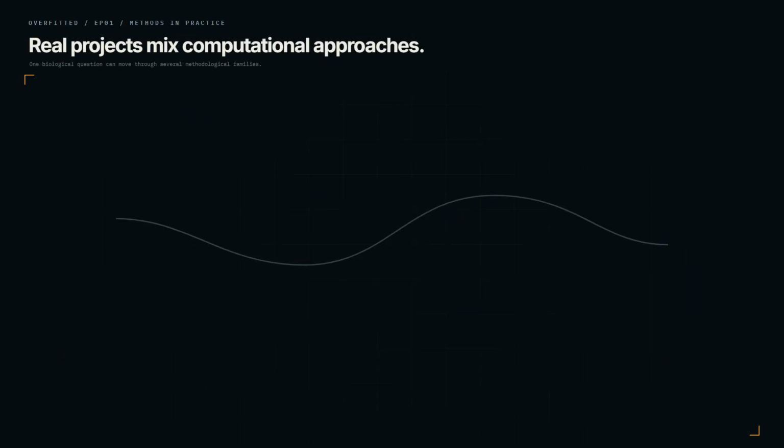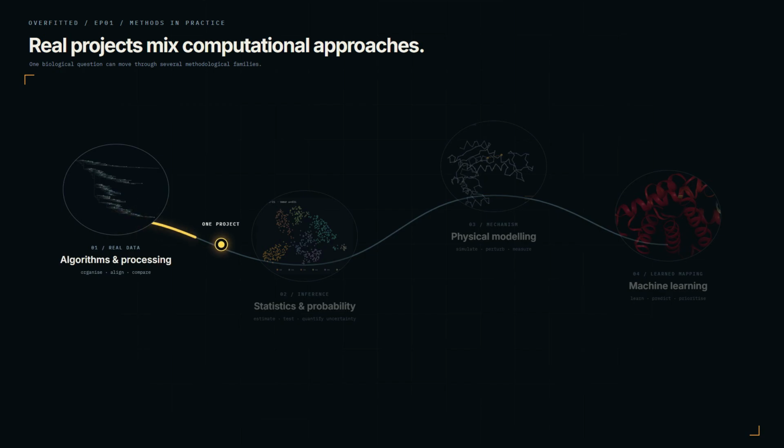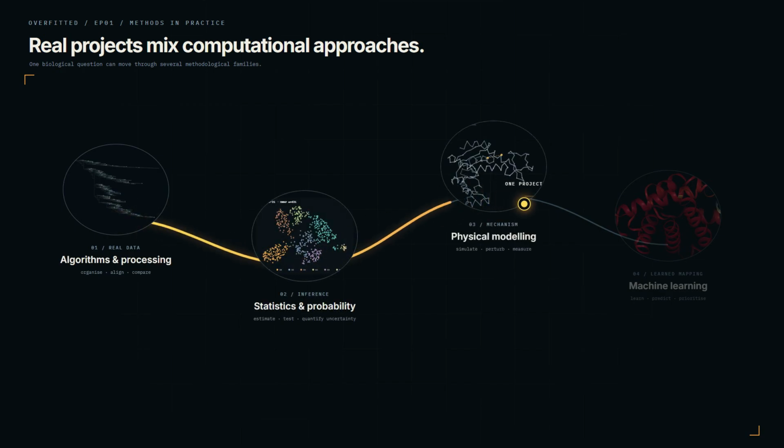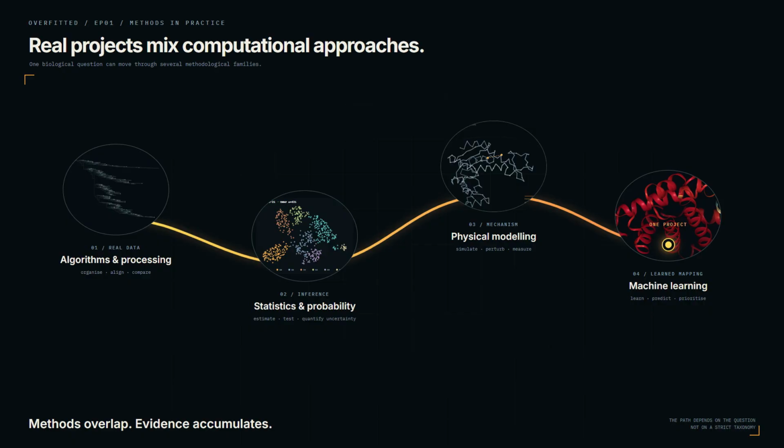The borders are not clean. Statistics and machine learning overlap all the time. Machine learning models can use physical information. Algorithms are needed everywhere. A real project might use all 4. The important point is simpler. Machine learning is part of computational biology. It is not computational biology itself.